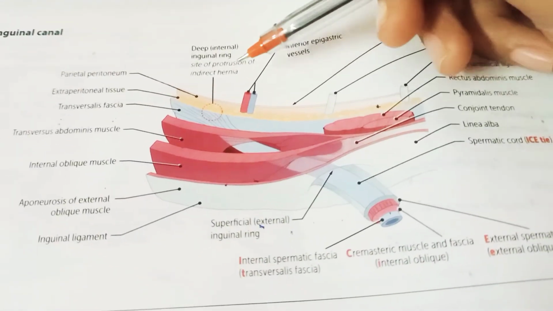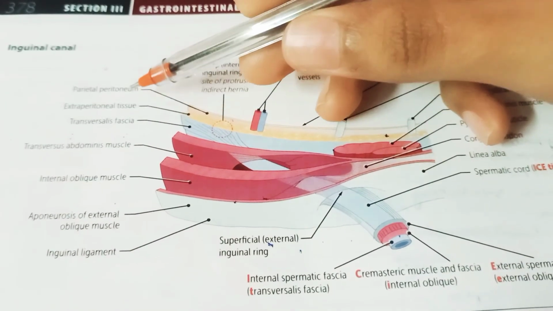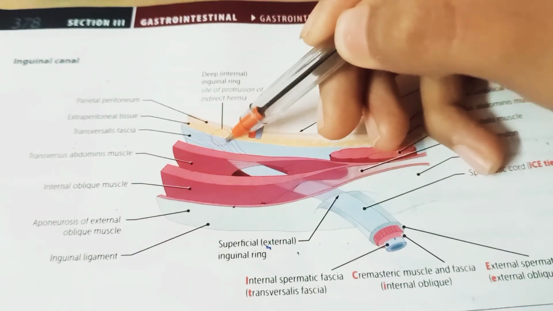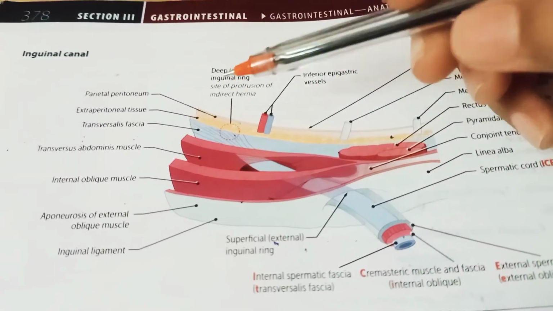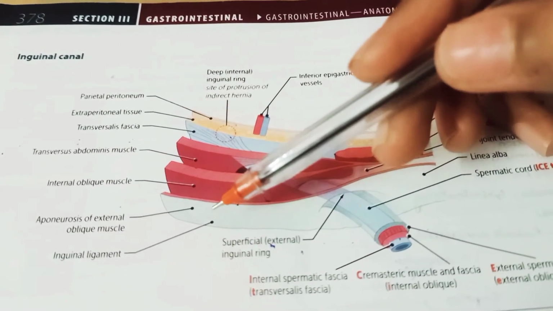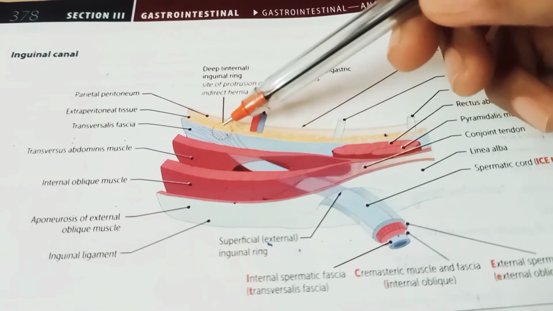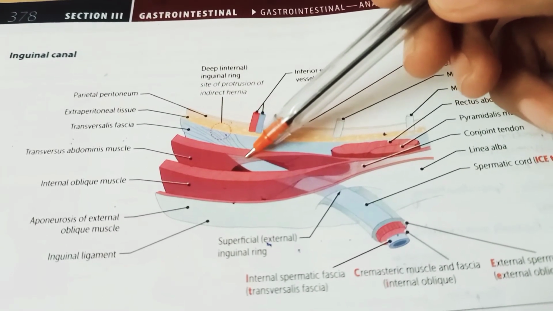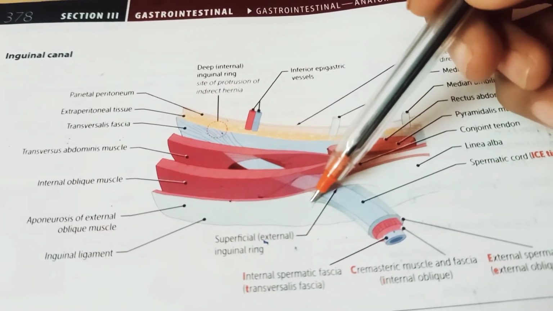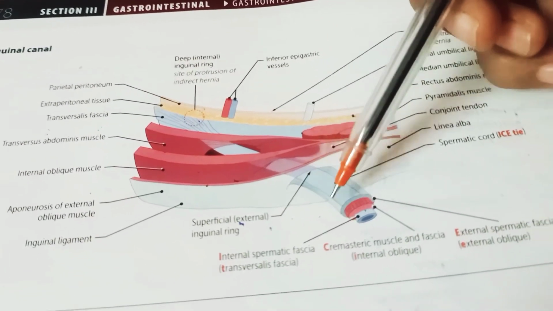First you can see this is the deep internal inguinal ring, and this is parietal peritoneum, extraperitoneal tissue. This is the transversalis fascia, and this is the transversus abdominis, internal oblique, aponeurosis of external oblique, and inguinal ligament. So from here the hernia first passes, and from there it passes through the transversus abdominis muscle, internal oblique muscle, aponeurosis of external oblique muscle, finally passing to the superficial inguinal ring, and it comes out.